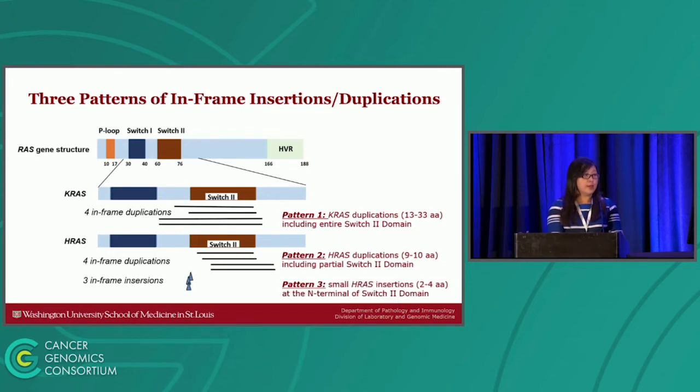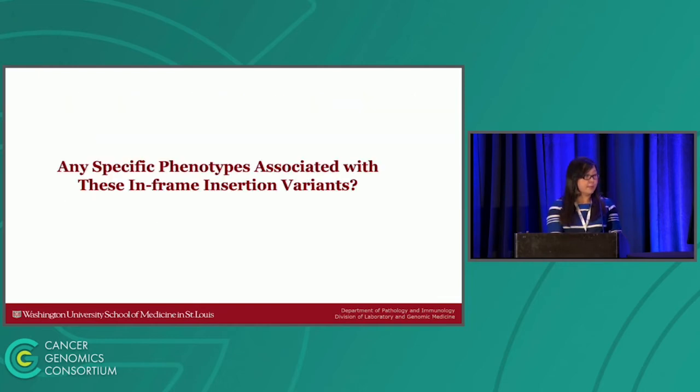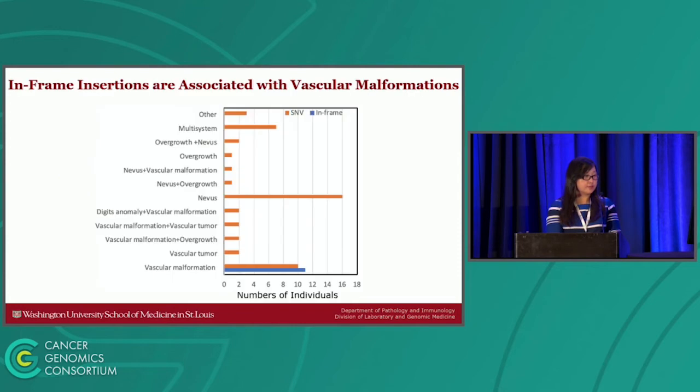And the last, pattern 3, includes 3 small HRAS insertions represented by the 3 blue arrows. They are about 2 to 4 amino acids long, much shorter than the previous 2 patterns, and located upstream of the switch II domain. So the next step, we would like to know whether there are any specific phenotypes associated with these in-frame insertions compared with the hotspot variants.